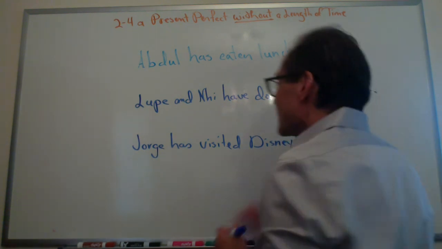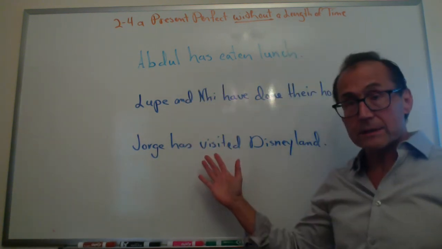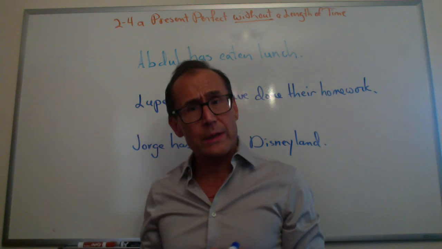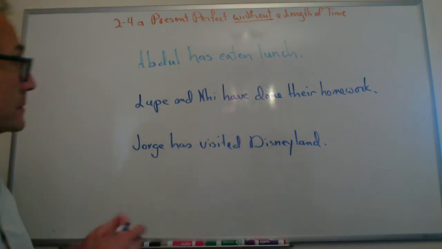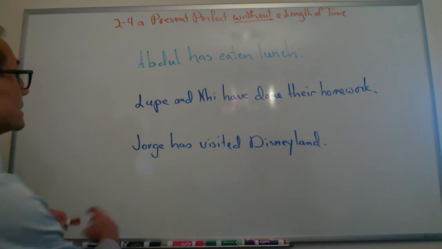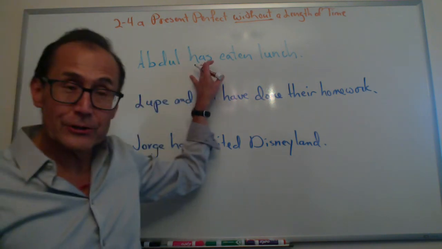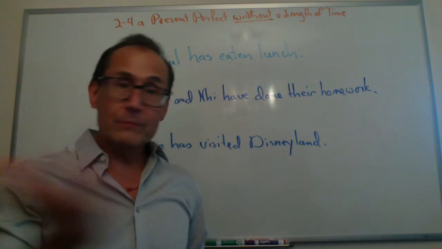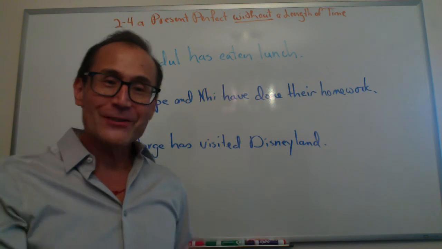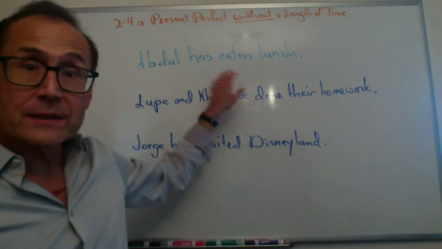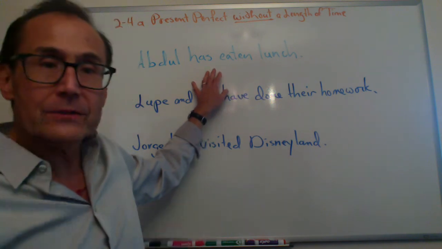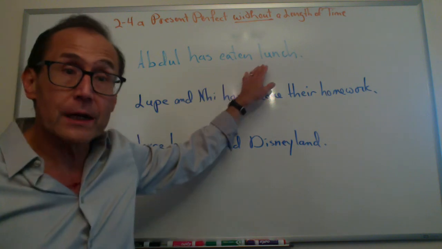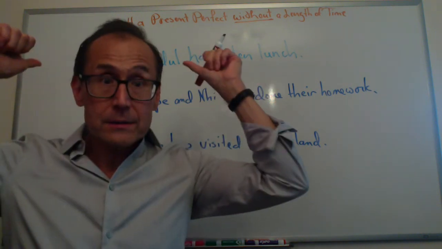Now, let's take a look at these sentences and talk about what they mean. Okay, so let's take a look at this first sentence. Abdul has eaten lunch. Oh, by the way, I've taught for many years in the evening. And so when I ask this question, it's evening, usually around 7 or 8 o'clock. And so if Abdul has eaten lunch, eat lunch is in the past, okay?